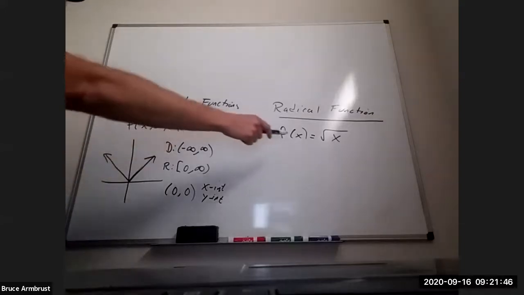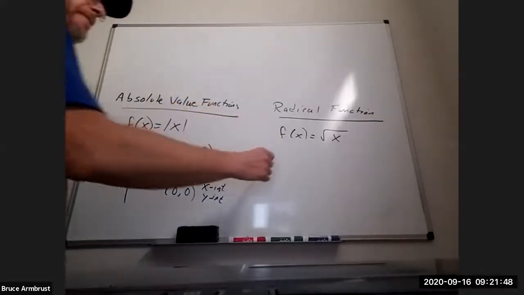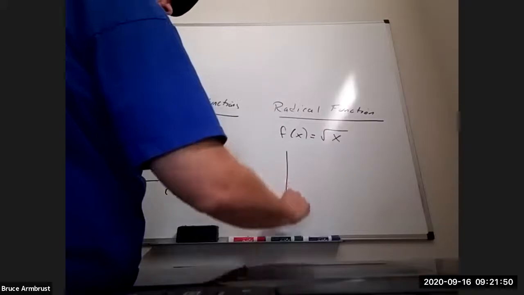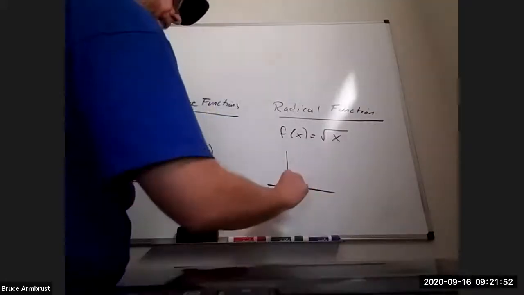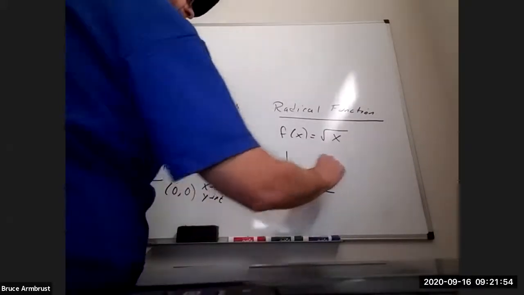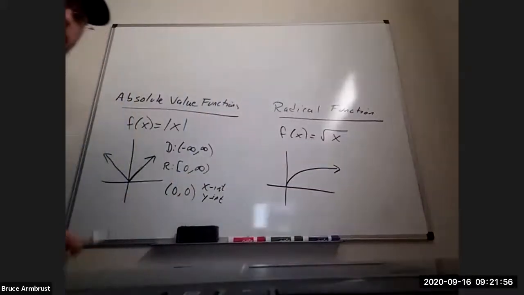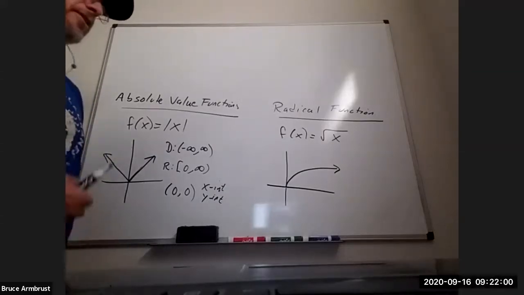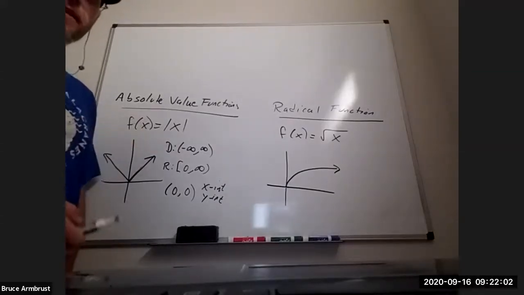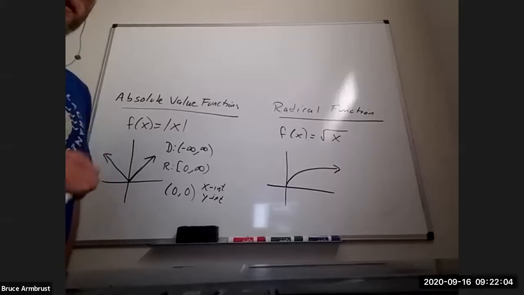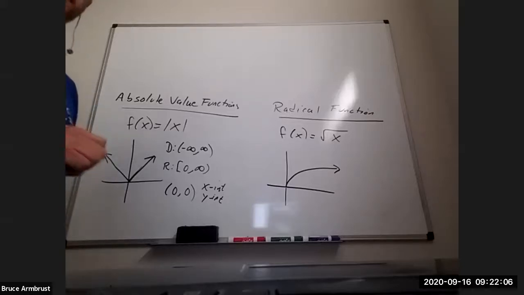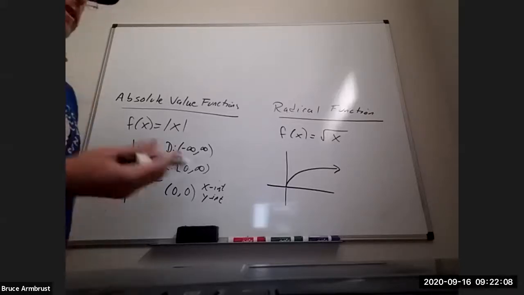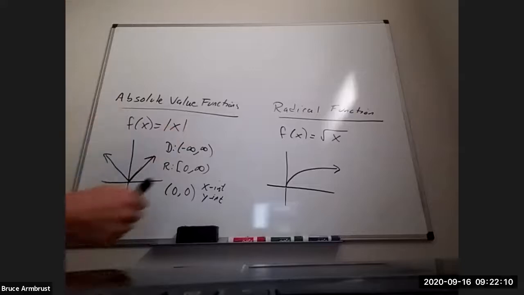Okay, so let's get back to radical functions. For this one, this graph looks a little bit like that. Square root of x, I like to call it a drunk parabola. You can also call it a sleepy parabola or whatever, but it's a parabola that's on its side, or at least half of a parabola that's on its side.